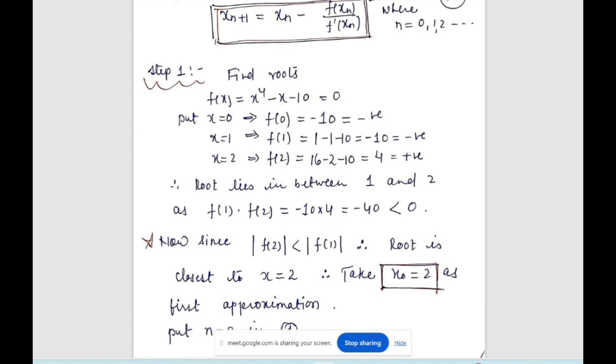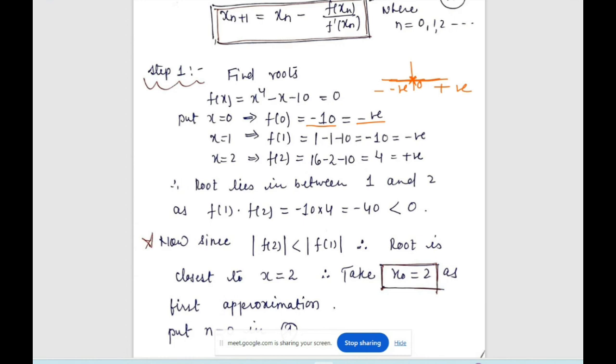Okay, so what you do first is find the interval in which the actual root of this equation lies. For that we can start with 0, because 0 is the origin on the number line, with positive numbers on one side and negative numbers on the other. So you can start with 0 first. If you put x equals 0, you get negative 10, a negative value. But if you put x equals 1, f of 1 is 1 minus 1 minus 10, again negative.